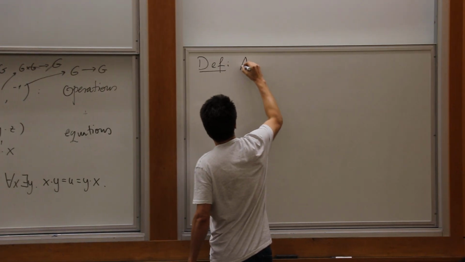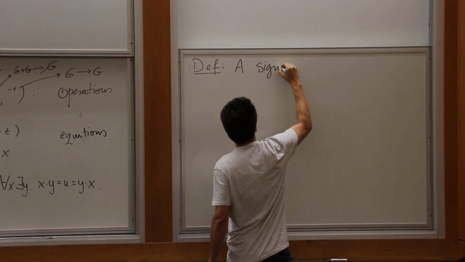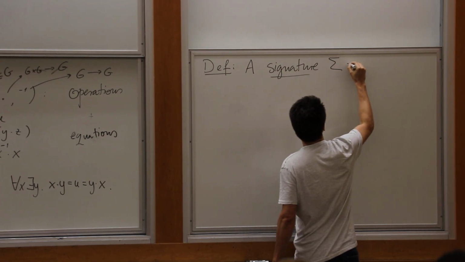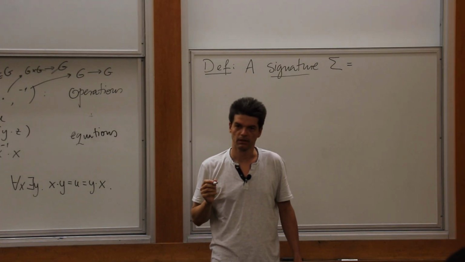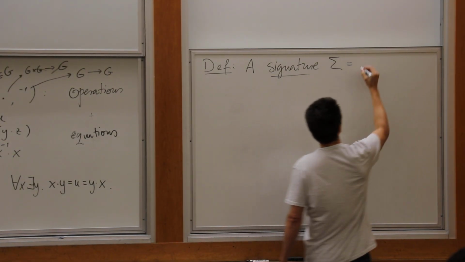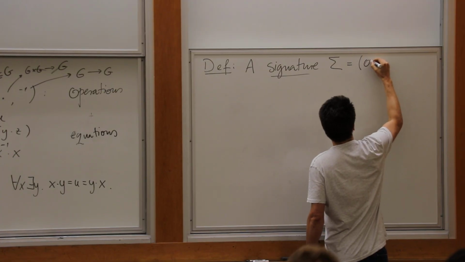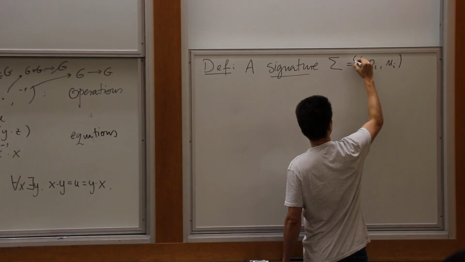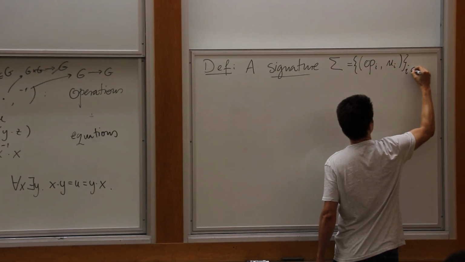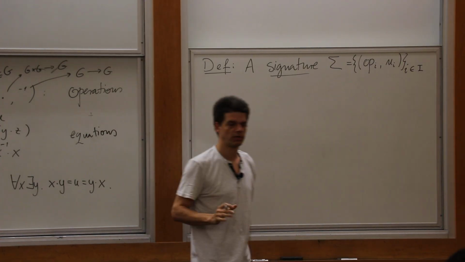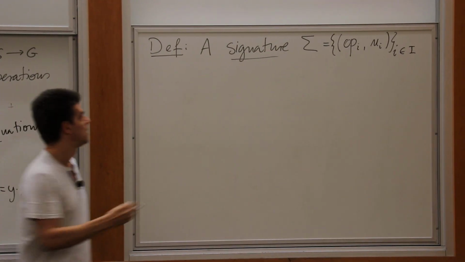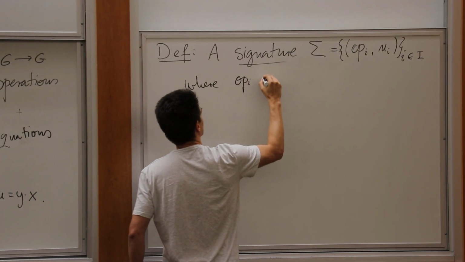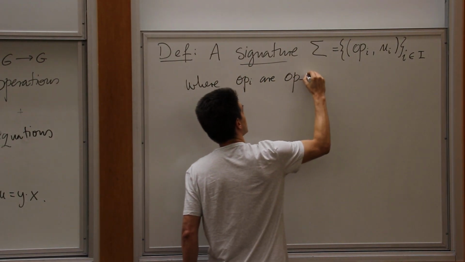I'm going to define first what a signature is. Definition, a signature is just a collection of operations, operation names. So it's going to be a collection like this, op i and n i, for some indexing set I. So any number of operations, doesn't have to be finite, okay? Where each of these op i's, we call them the operation symbols.